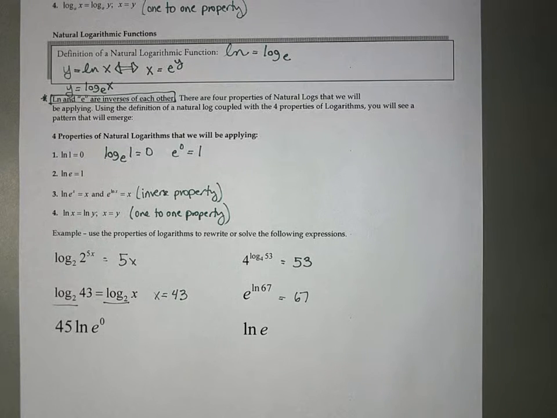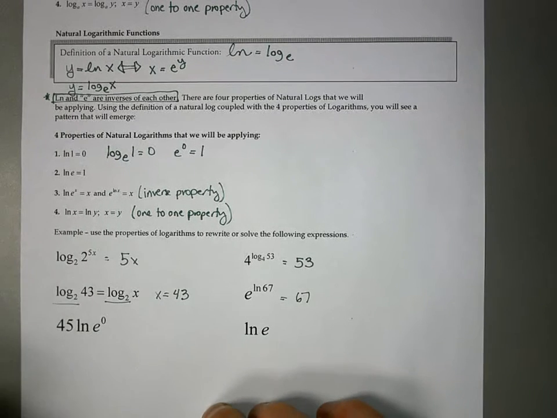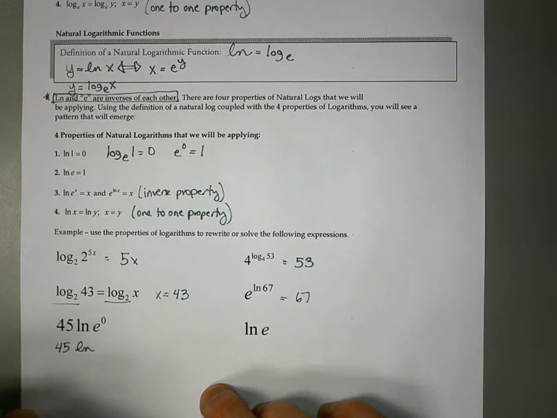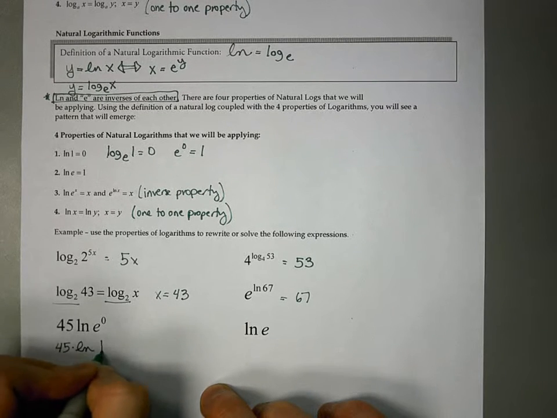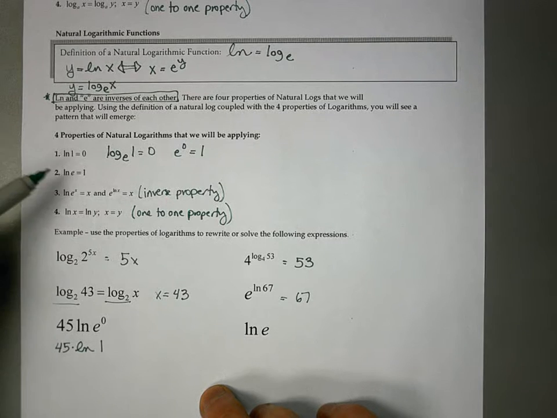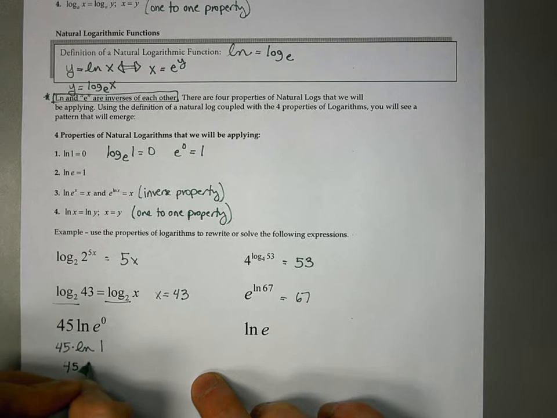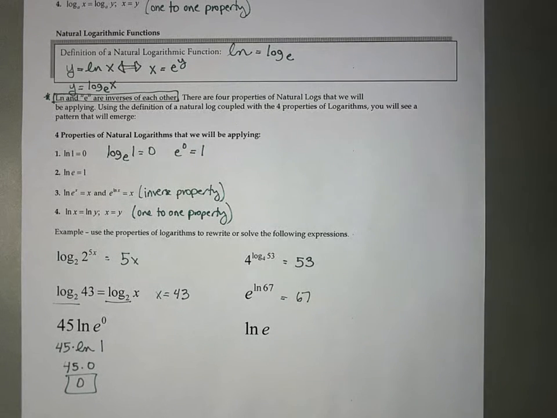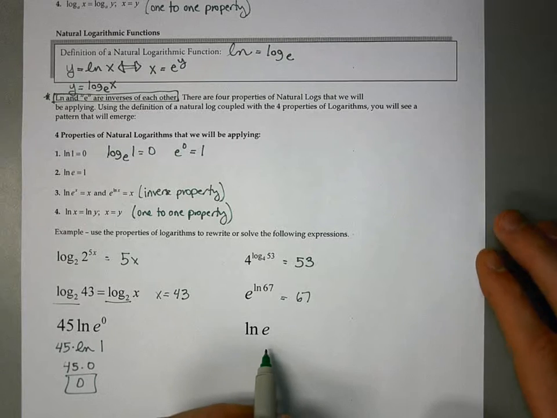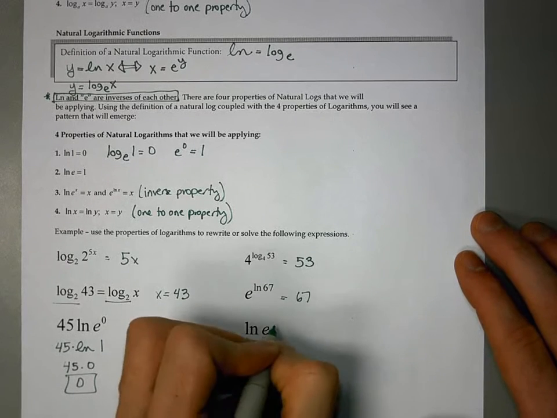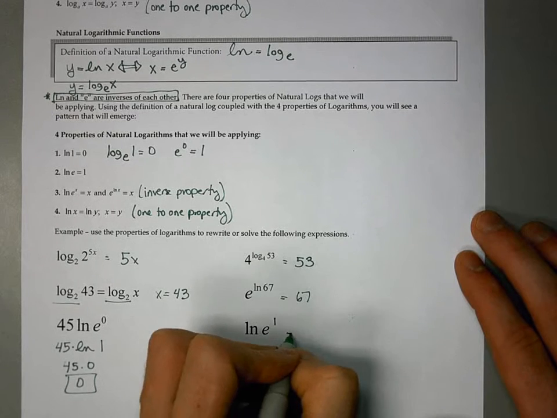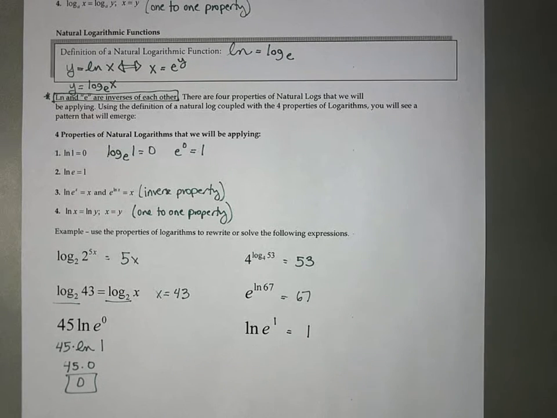The fifth example, we know e to the 0 is equal to 1. So really I'm trying to find 45 times the ln of 1. And we know from our properties up here that the ln of 1 is equal to 0. So 45 times 0 is going to give me 0. And then finally, the ln of e, when nothing is written in the exponent, it's understood to be an exponent of 1. So ln and e cancel each other out, which is going to leave me with 1.